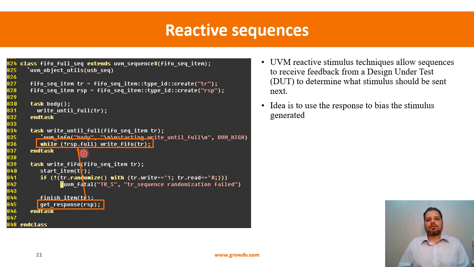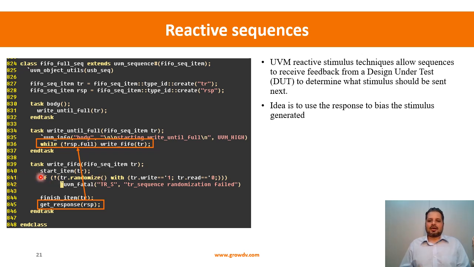What we want to do is write a sequence that writes to a FIFO till it becomes full. That is the type of reactive sequence that we want to build. And what is it reacting to? It's reacting to the full information that is coming in from the DUT. How are we doing it? We are saying while not response.full, where response is the transaction that is coming in from the FIFO driver, call write FIFO with the FIFO transaction.